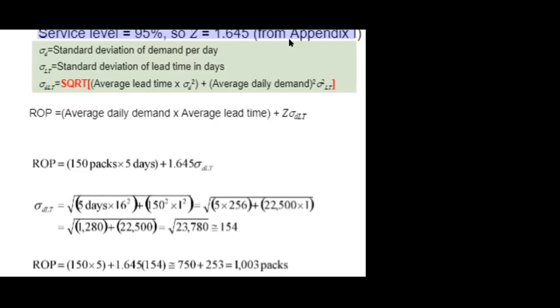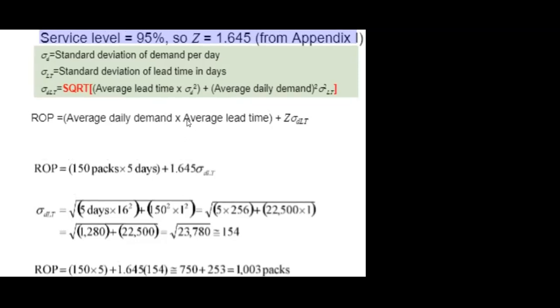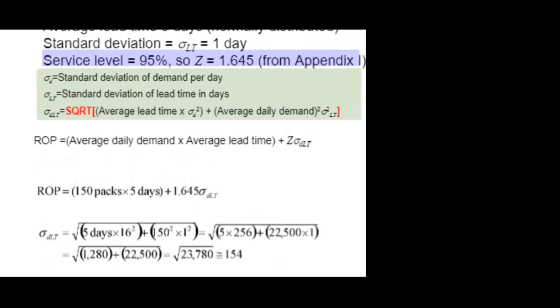So what is 154? The 154 is your sigma DLT, the standard deviation of demand during lead time. And your ROP will be 150 times 5, which is your averages of demand and lead time, plus Z value times sigma of DLT. That would be 750 plus 253, which is 1,003 packs. The additional safety stock for this problem is calculated.